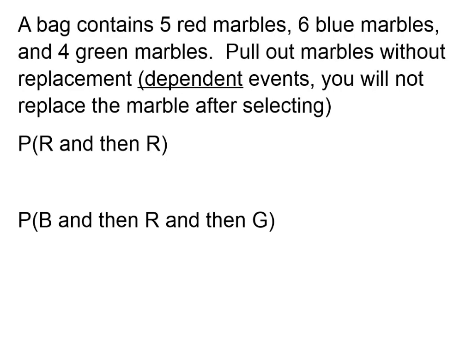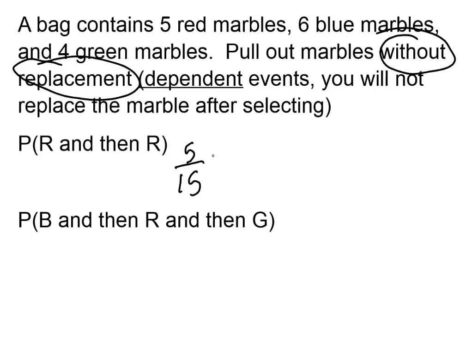A bag contains 5 red marbles, 6 blue marbles, and 4 green marbles. You pull out 1 marble and, without replacement, you're going to then draw out other marbles. These are what we call dependent events, because as we pull out marbles and we don't put them back, it decreases the amount of marbles there are in the bag to pull out. So what's the probability of pulling out a red marble the first time? Well, 5 plus 6 plus 4 is 15. There's 5 red marbles out of 15.